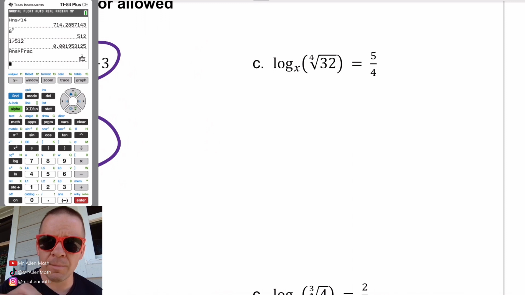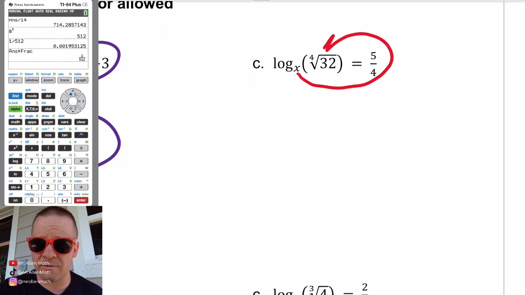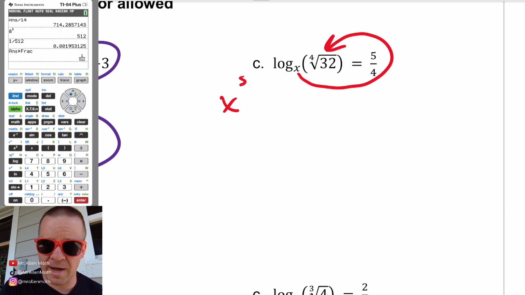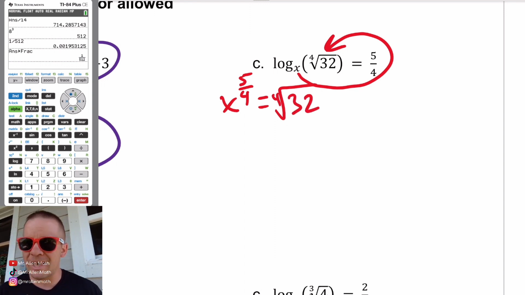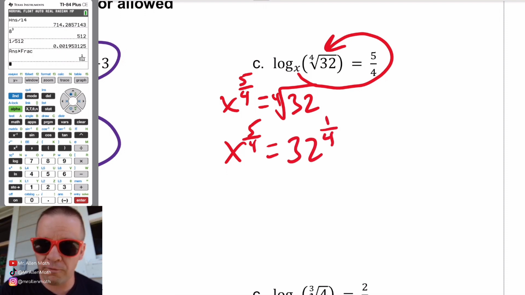Okay. I'm going to go with red on this one. I'm feeling like red. This looks terrifying, doesn't it? So I'm going to have to loop and swoop it because I can't solve it in its current form, in its log form. So now I have x raised to the 5/4 equals the 4th root of 32. Now, here's the thing, 4th roots, I would much rather raise it to the 1/4 power. So we got x to the 5/4 equals 32 to the 1 over 4. Now, you might start seeing what we can do here.